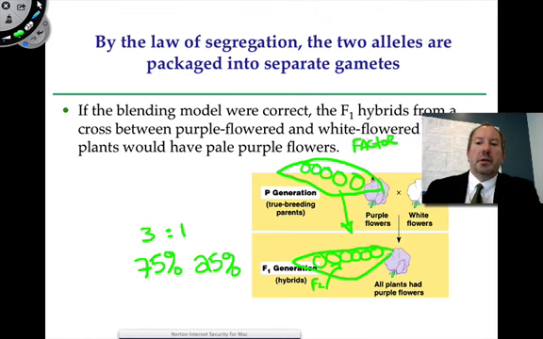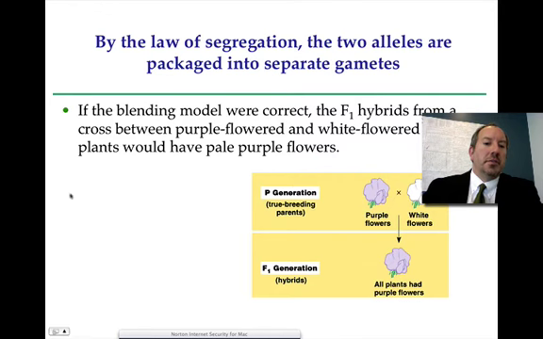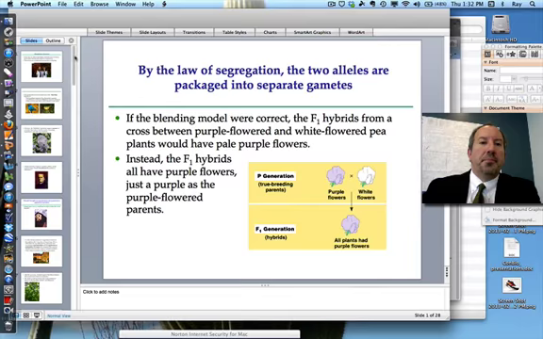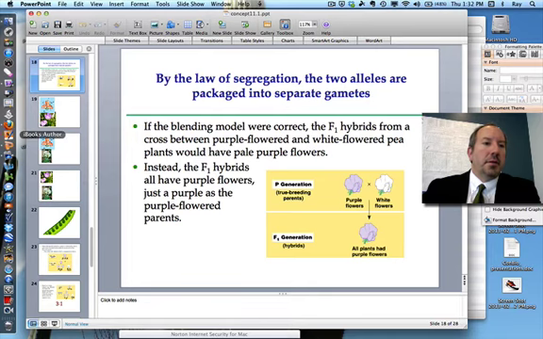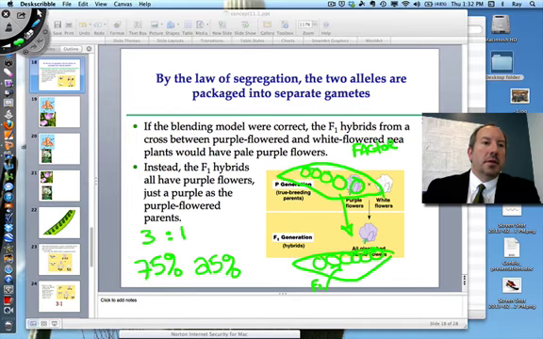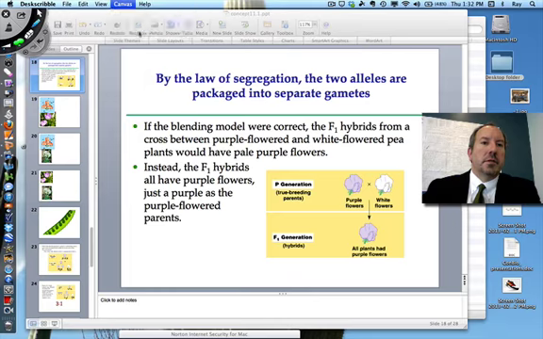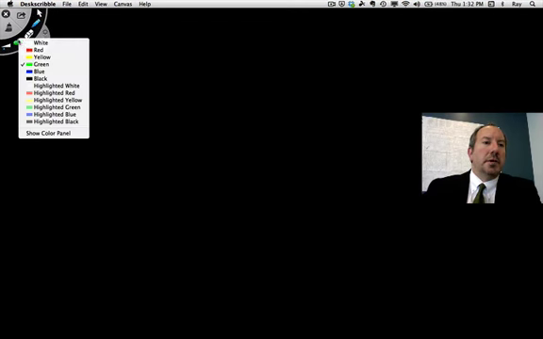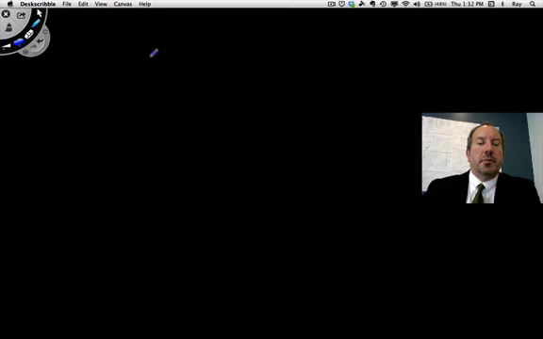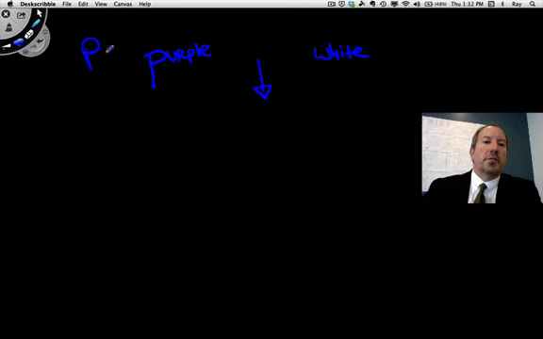He figured, check this out, this is a great concept. He figured that if there is purple, like here, in this plant, and there is white over here in this one, this is the parental cross. When you cross these two together, all of the F1 was purple.